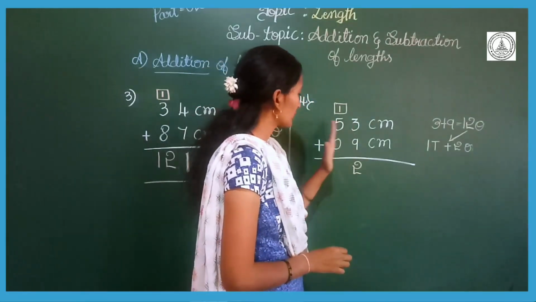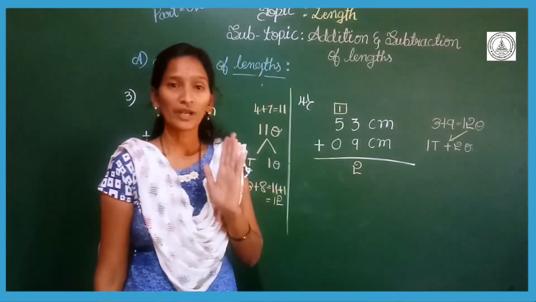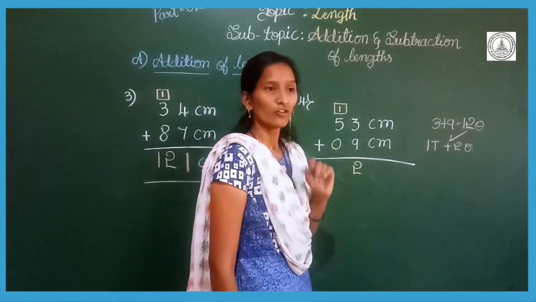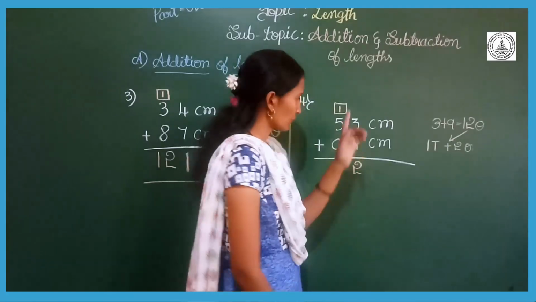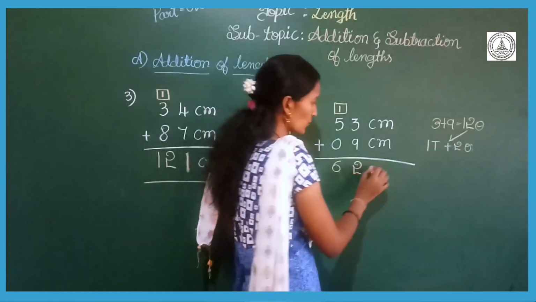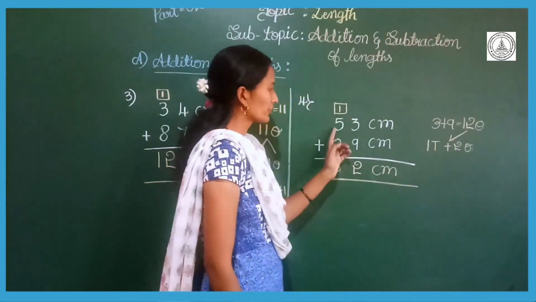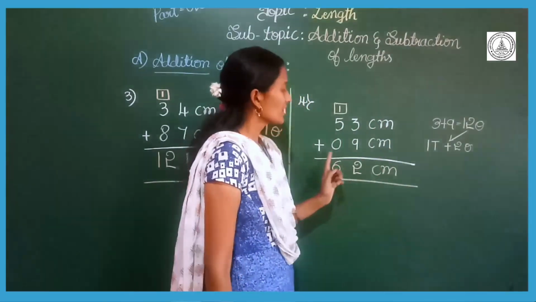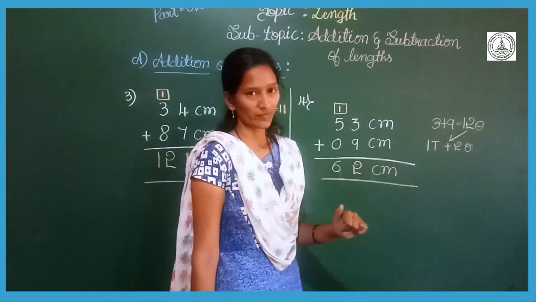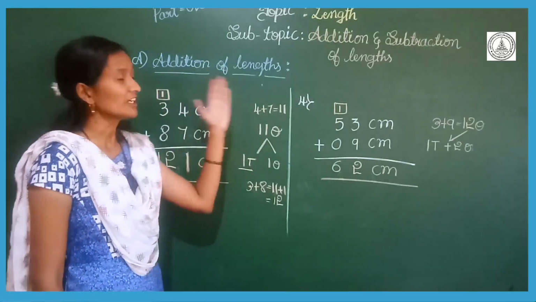So now come to the last column, 5 plus 0. What is 5 plus 0? 5 plus 0 is again 5, right? 5 plus this 1, 5 plus 1 is 6. So write down here 6. This is 62 centimeter, right? So what is our sum? 53 centimeter plus 9 centimeter is equal to 62 centimeter, right? Students, so now you have learned how to add lengths.